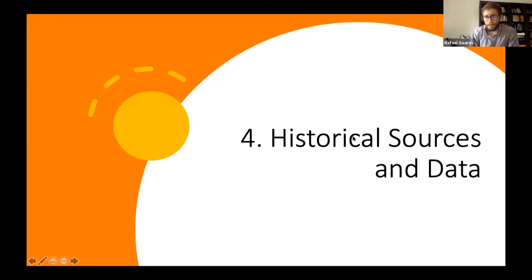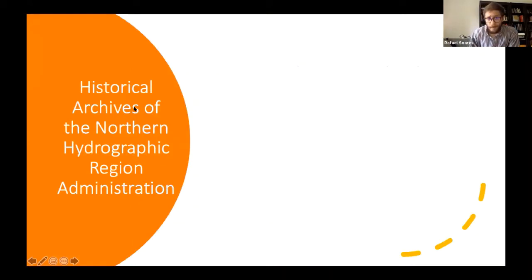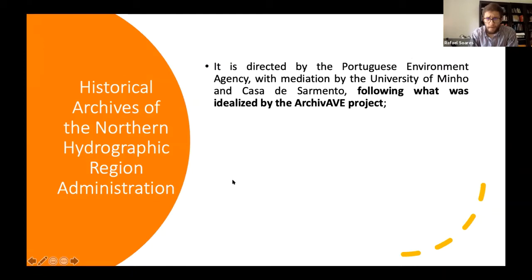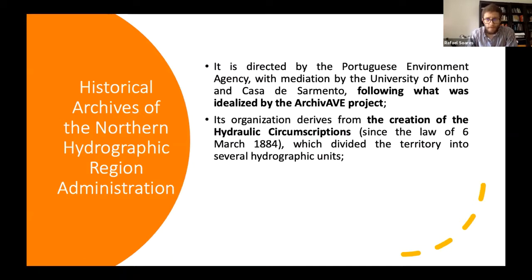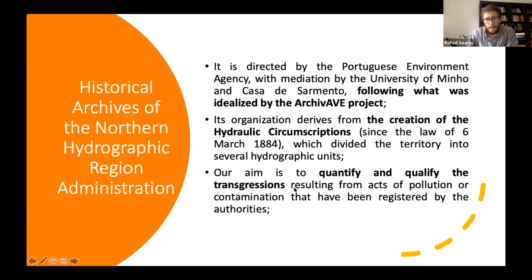Let's see the historical sources and data. So I'm studying the historical archives of the Northern Hydrographic Region Administration. It is directed by the Portuguese Environmental Agency, following what was idealized by the Archivar project. So its organization derives from the creation of the hydraulic circumscriptions, which divided the territory into several hydrographic units. And my aim is to quantify and qualify transgressions resulting from acts of pollution or contamination that have been registered by authorities.